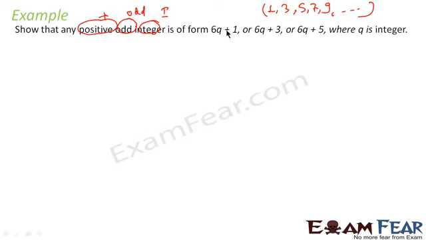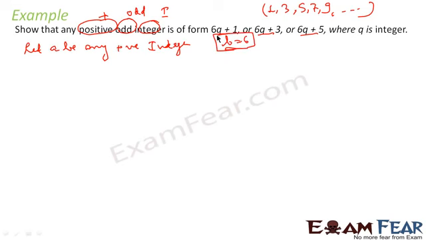Now the question is: any positive odd integer is of the form 6q plus 1, 6q plus 3, or 6q plus 5, where q is an integer. That is what we have to prove. So to prove this, let's assume that a is any positive integer, and let's suppose b is 6. I'll assume this because it's all in the form bq plus r.